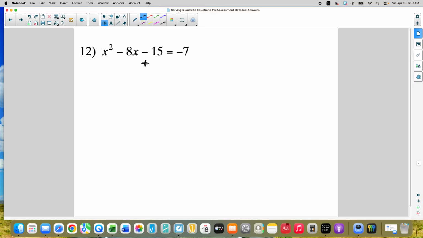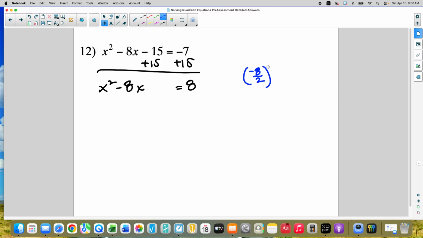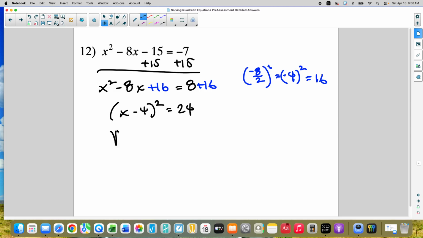So we're going to move the constant over. X squared minus 8x equals 8. Now we're going to complete the square by taking half of my b value and squaring. That's negative 4 squared, which equals 16. We will add 16 to both sides. This produces a binomial square. We take half of our b value, equals 24. We'll take the square root.